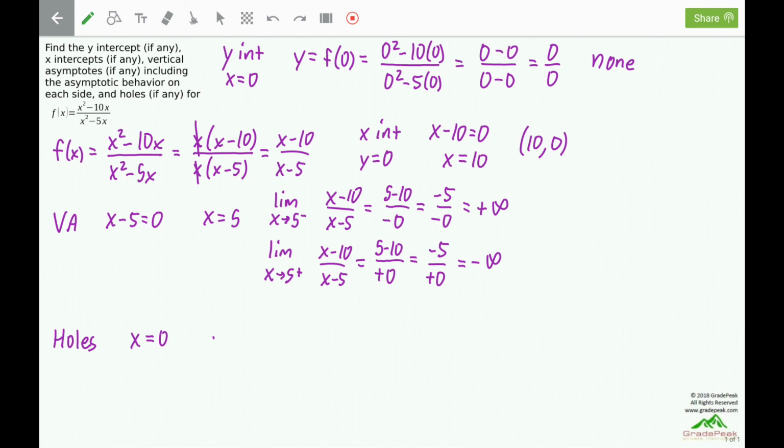The corresponding y-coordinate can be found by plugging that into the factored version, which will give 0 minus 10 divided by 0 minus 5. 0 minus 10 is negative 10 over 0 minus 5 is negative 5. Negative 10 divided by negative 5 is a positive 2. The x-coordinate was 0. The corresponding y-coordinate was 2. And a hole will be found on the graph at the point 0, 2.